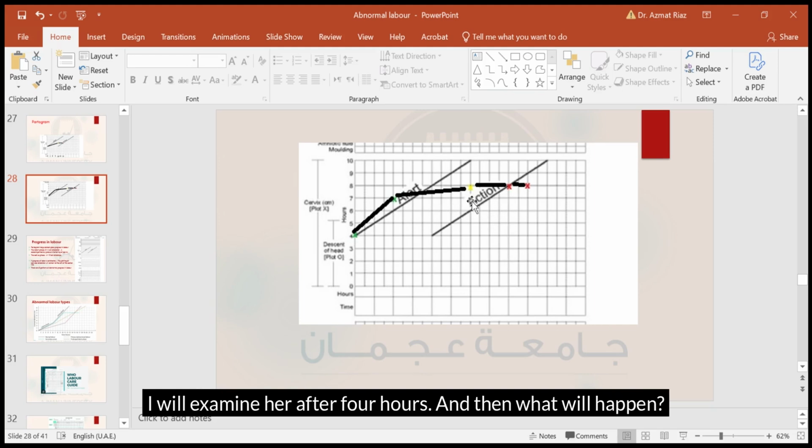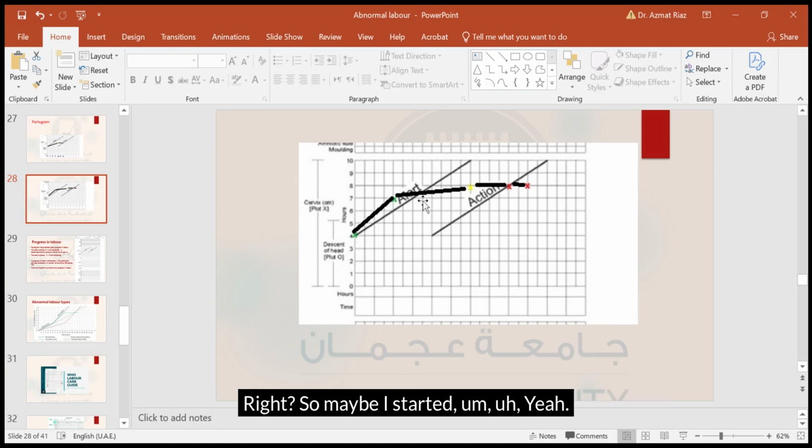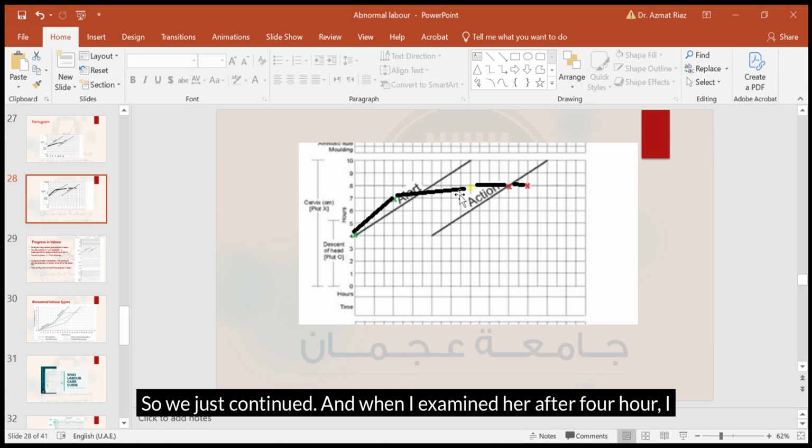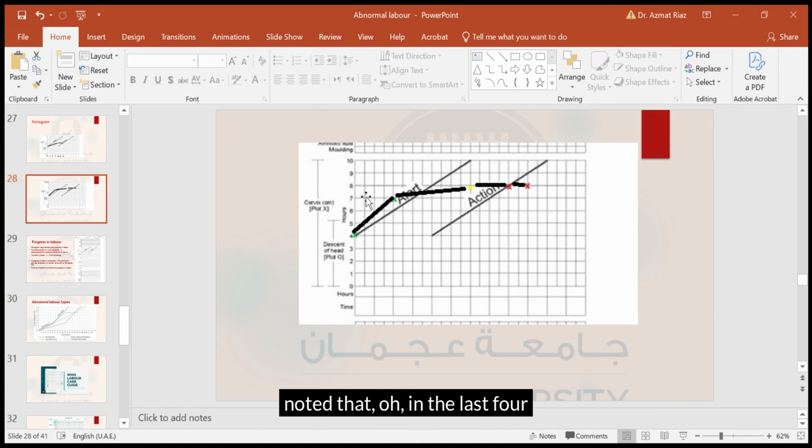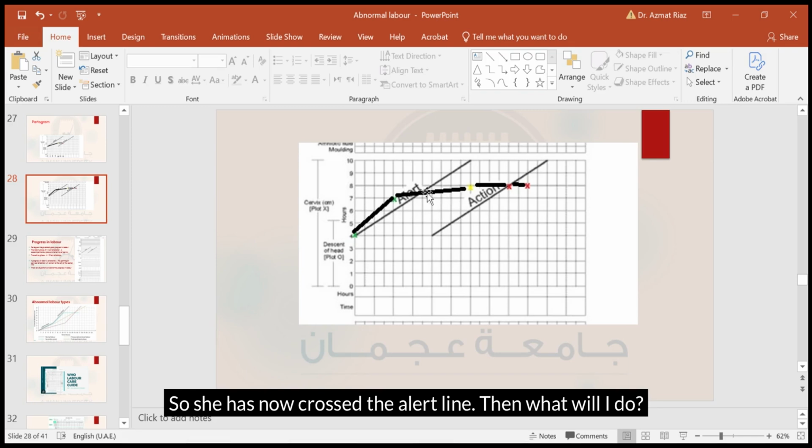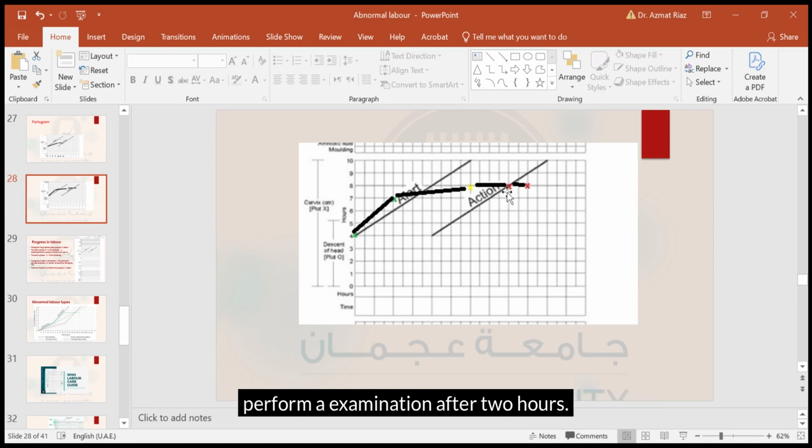And then what will happen? Once I examine her at 4 hours, because everything was fine, right? So we just continued. And when I examined her after 4 hours, I noted that, oh, in the last 4 hours, she has dilated only 1 centimeter. So she has now crossed the alert line. Then what will I do? I won't wait, right, for 4 hours for the next vaginal examination. I will perform a vaginal examination after 2 hours.